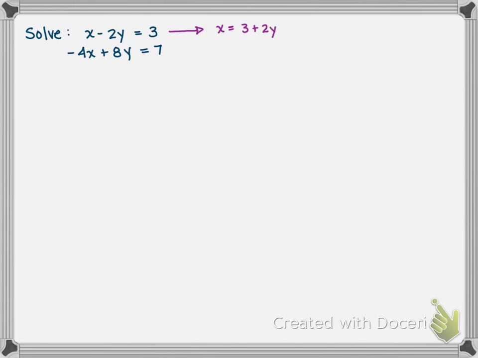and then we'll plug this back in, so we have negative 4 times (3 plus 2y), plus 8y equals 7. So distributing gives me negative 12 minus 8y plus 8y equals 7.